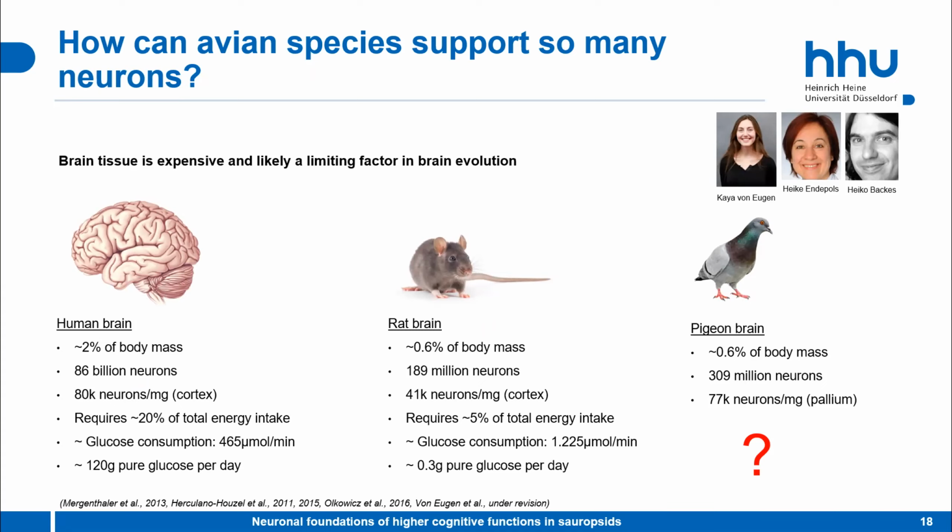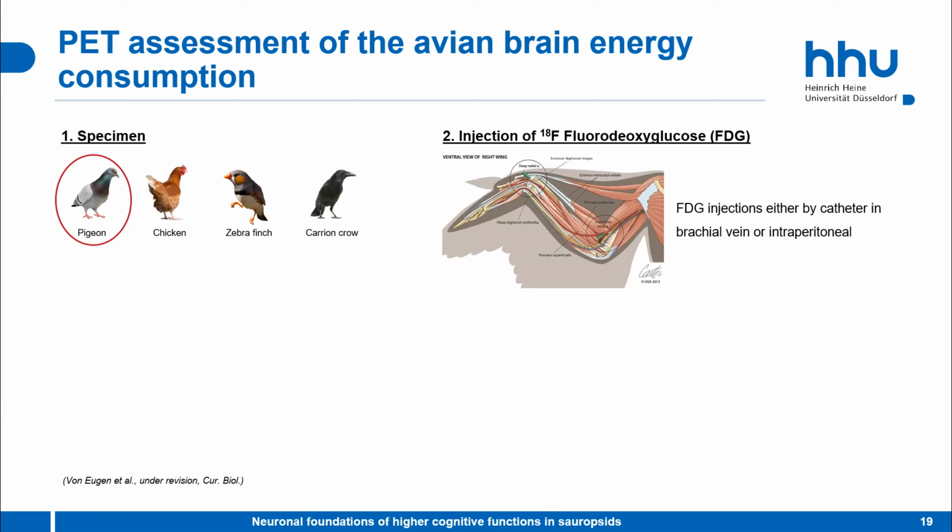My former PhD student Kaya van Eugen and two colleagues from Cologne University wanted to figure that out, and we did that by PET scans. We plan to do that in 4 different avian species, but today I will only talk about pigeons. What did we do with these pigeons? We injected them with radioactively labeled fluorodeoxyglucose, or FDG. FDG is a glucose analog, which gets taken up like glucose by any cells in the body, but it doesn't get metabolized. So it accumulates in the cells and therefore can be measured and can serve as a proxy for glucose consumption and therefore energy consumption.